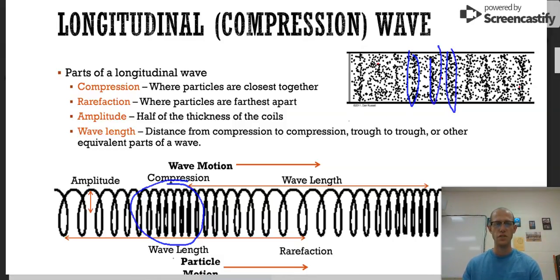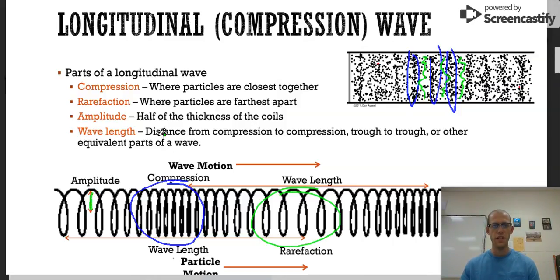The rarefaction is where the particles are farthest apart. So this right here would be the rarefaction part. In this area, it would be the spaces in between the blue, where the particles seem less dense. It still has an amplitude. That amplitude is right here.